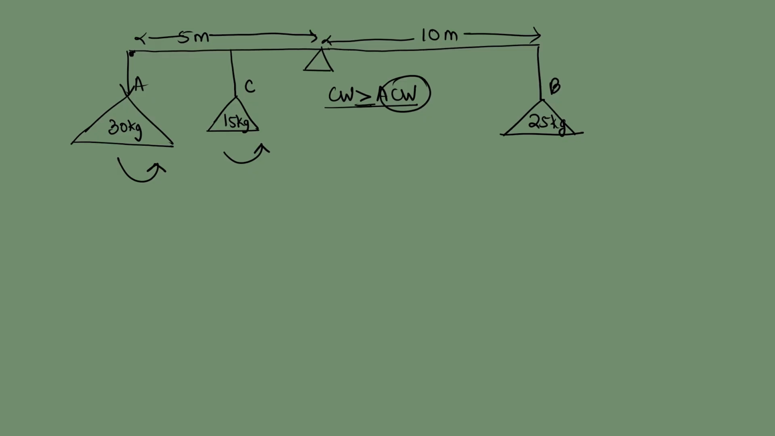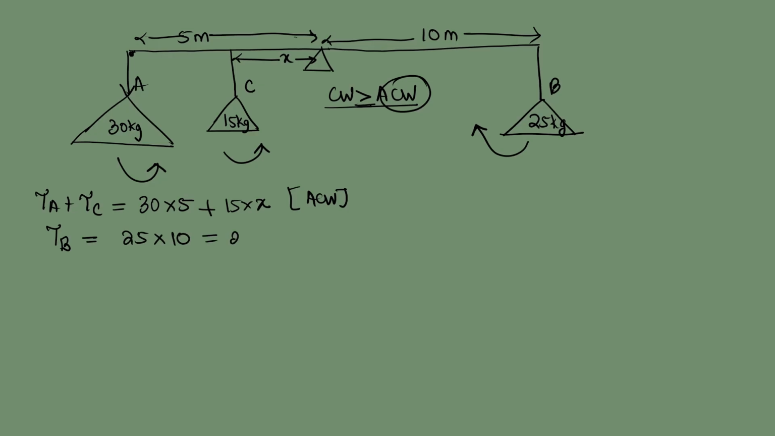Now these two weights together, A and C, are going to cause what kind of movement? Anti-clockwise movement. Let us calculate. Torque due to A plus torque due to C is equal to 30 into 5, 30 into the perpendicular distance of A from the pivot, plus 15 into X, that is the perpendicular distance of C from the pivot, because we have to find where she is sitting. That means at how much distance from the pivot she is sitting. This is going to be anti-clockwise. What about clockwise? Torque caused by B is going to be clockwise. So this is how much? This is 25 into the perpendicular distance, that is 250.